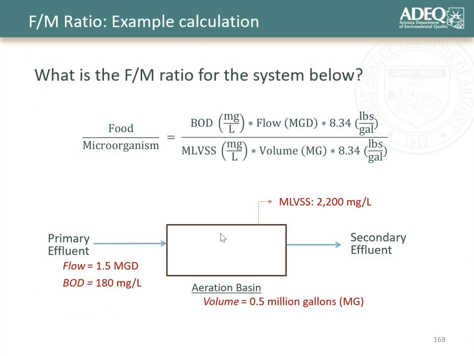So we're going to walk through an example of how to calculate a food to microorganism ratio. We have the equation up above that we've mentioned before. In this example, the primary effluent is a flow of 1.5 million gallons per day. The BOD coming in is 180 milligrams per liter after the primary clarifiers. The aeration basin is 0.5 million gallons, and the MLVSS is currently 2,200 milligrams per liter.